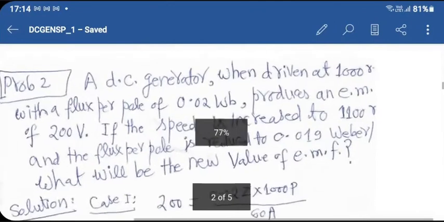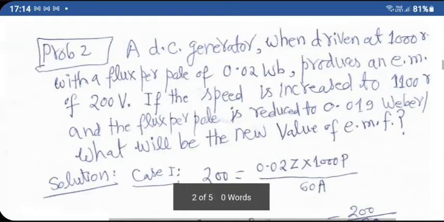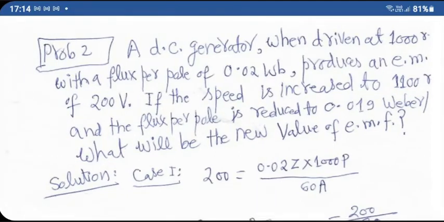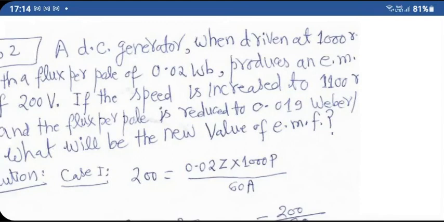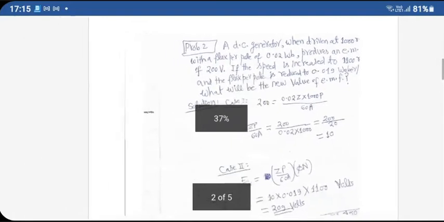Second problem: a DC generator when driven at 1000, okay, something is missed. It means 1000 RPM, I know. A DC generator when driven at 1000 RPM with a flux per pole of 0.02 Weber produces an EMF of 200 volt. If the speed is increased to 1100 RPM and the flux per pole is reduced to 0.019 Weber, what will be the new value of EMF? Okay, so same equation but applied more intelligently.